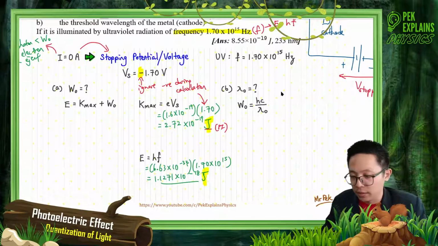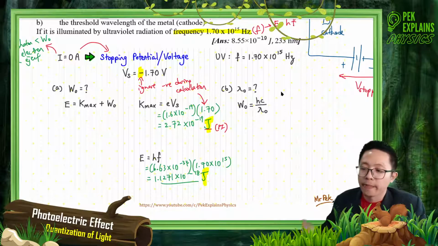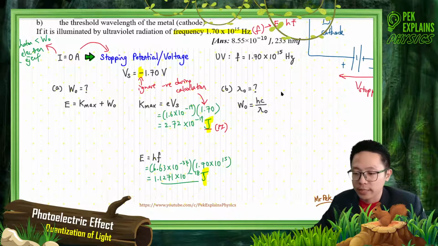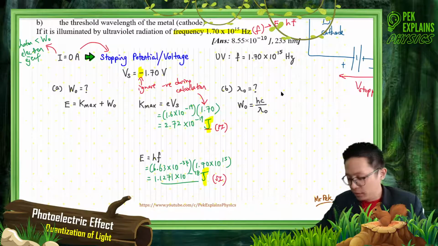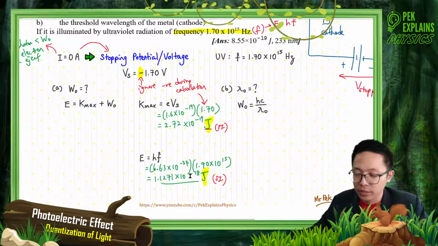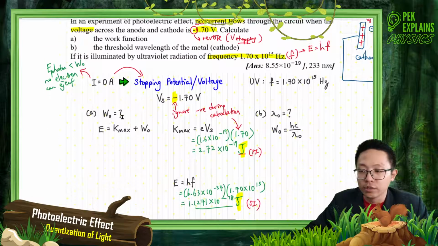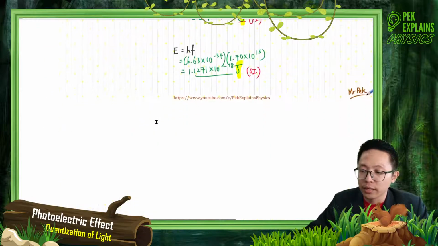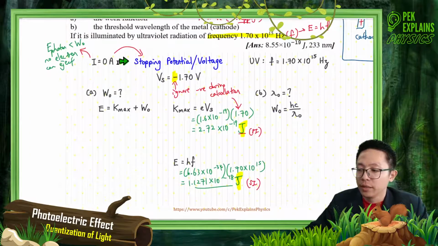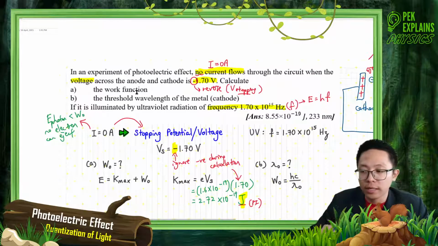The formula will always give you joule first, the SI unit. So you get this energy in joule. To calculate the work function, we will also get the answer in joule. You just give the answer in joule, unless the question specifically asks you to find the work function in electron volt. This one doesn't specify at all, so you just give it in joule.